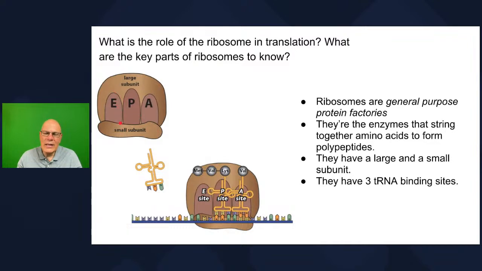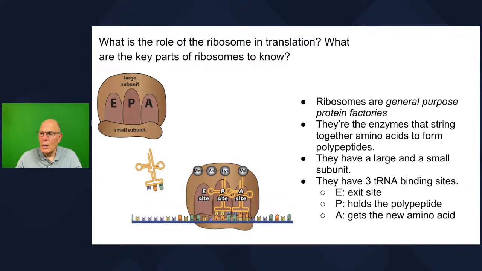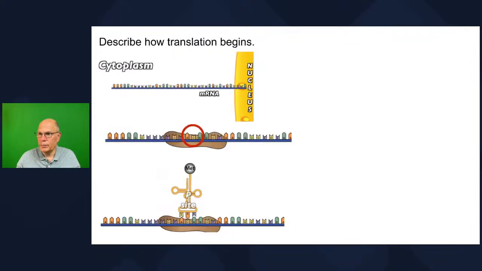And I like the acronym EPA, like the Environmental Protection Agency, to remember that. That might be useful to you, it might not be. E is for exit site, P is for the peptide site, A is for the aminoacyl site. We'll talk about how that works in a minute. You don't really need to know that at a deep level, just at a slightly more superficial level, and I'm about to demonstrate it. So E is the exit site, P holds the polypeptide, and A gets the new amino acid.